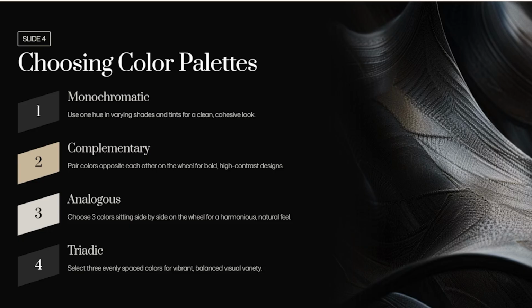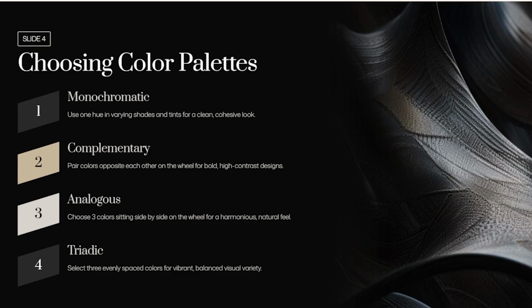There are four types of palettes. The first one is monochromatic, which is multiple shades of the same color. Monochromatic is used for SaaS products and corporate websites. Corporate websites use the monochromatic color palette. And then the next one is the complementary color palette, used for CTA buttons and promotional sections.